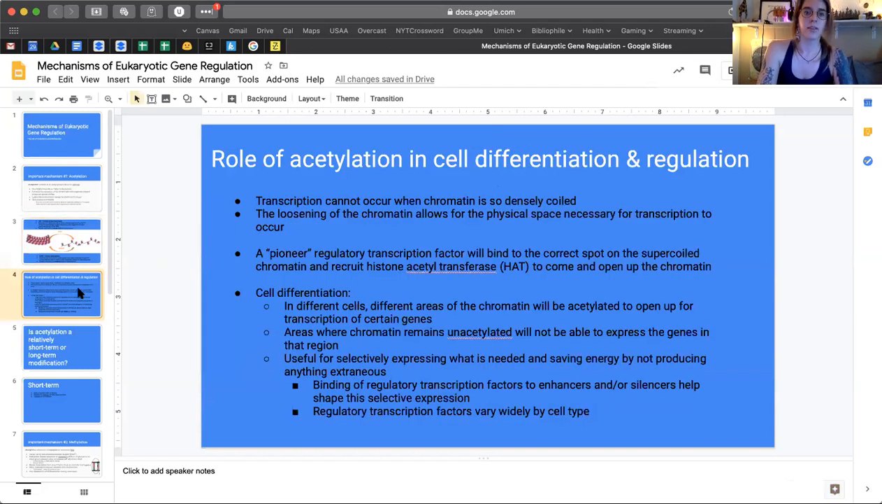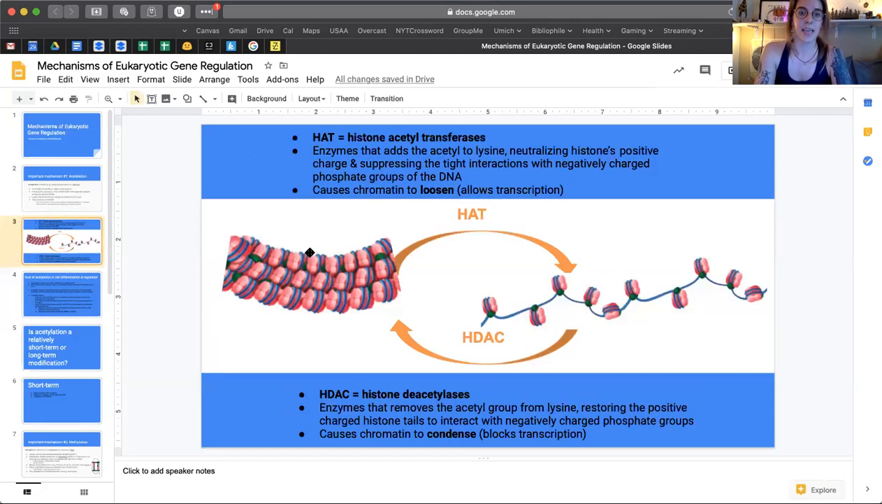So the role of acetylation in cell differentiation and regulation is super important. Sorry, the slide is kind of wordy, but essentially all that it's really saying is that what it requires is just one single, what's called a pioneer regulatory transcription factor. A pioneer regulatory transcription factor is important because it's able to initially bind to this supercoiled structure. And that binding is going to recruit the HAT enzyme, which will allow for this to happen.